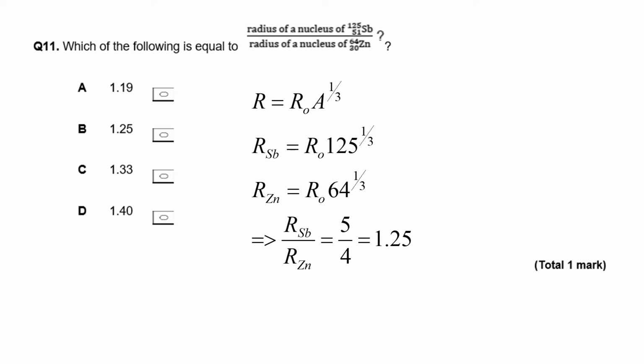So the mass number of Sb is 125. And the mass number of zinc is 64, and we're going to cube root each of those, which is why they're really nice cube numbers. So we can see that 125 cube rooted is 5, 64 cube rooted is 4, so the ratio ends up being 5/4, or 1.25, which is option B.